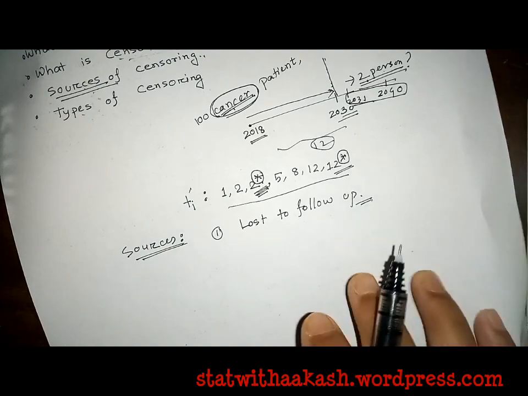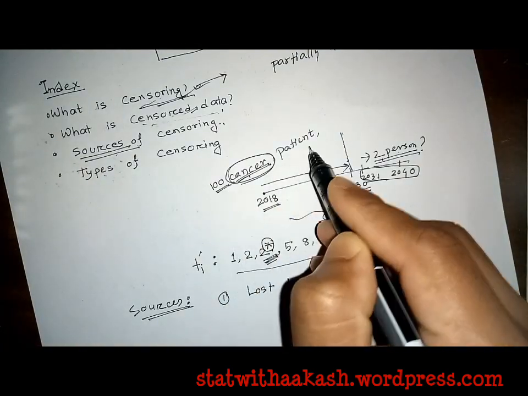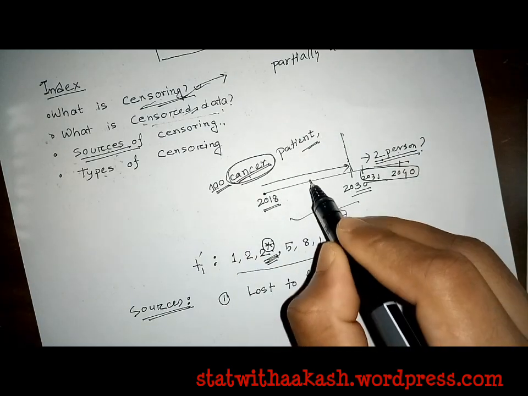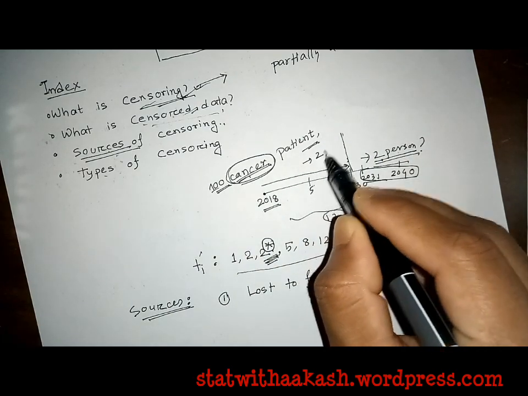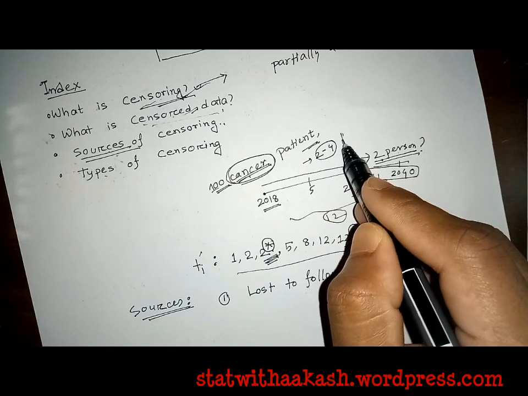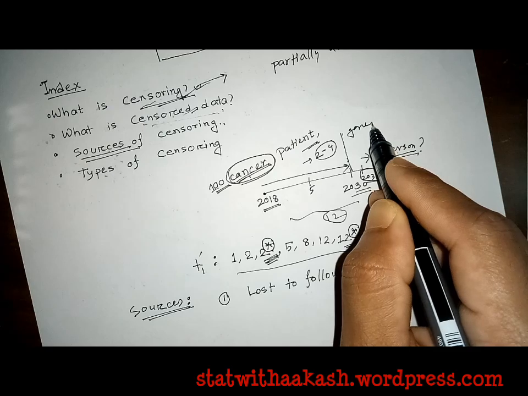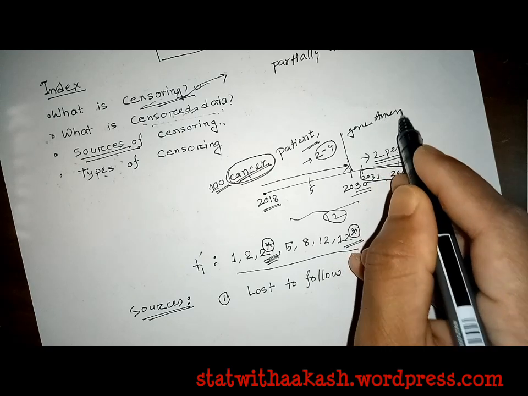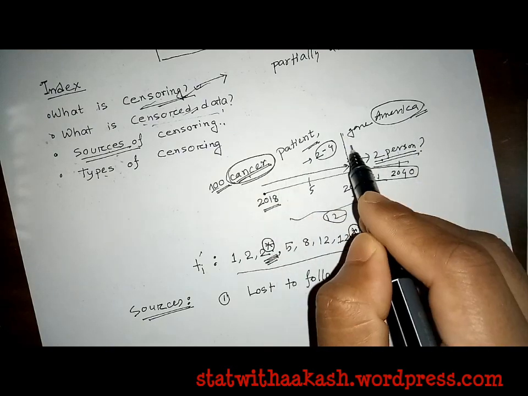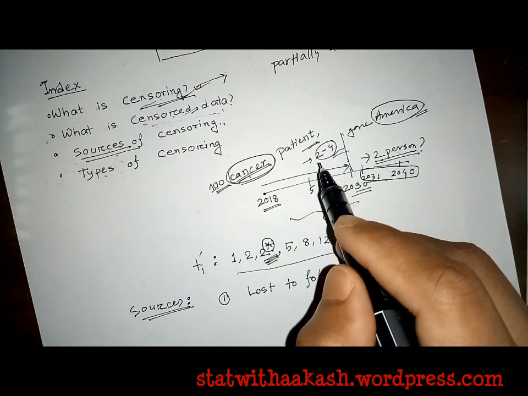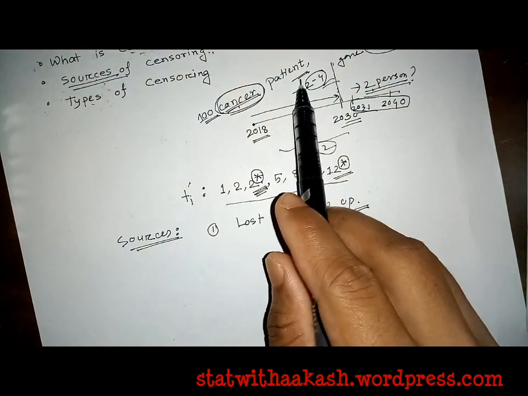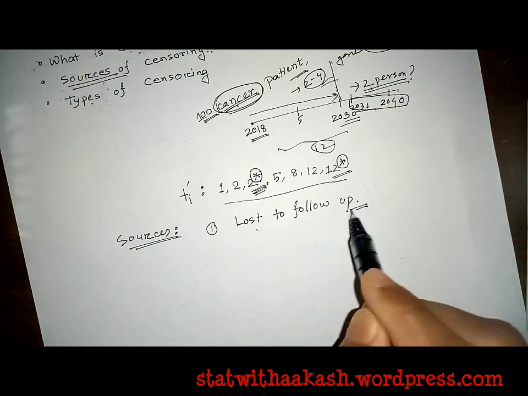This can happen when you chose 100 patients for the cancer study, and over 5 years, consider that 2 to 4% have gone to America for better treatment, and you are living in Bangladesh and you don't have a connection with that person, so your information will be lost and you cannot gather the exact lifetime for this patient. This is known as loss to follow up.